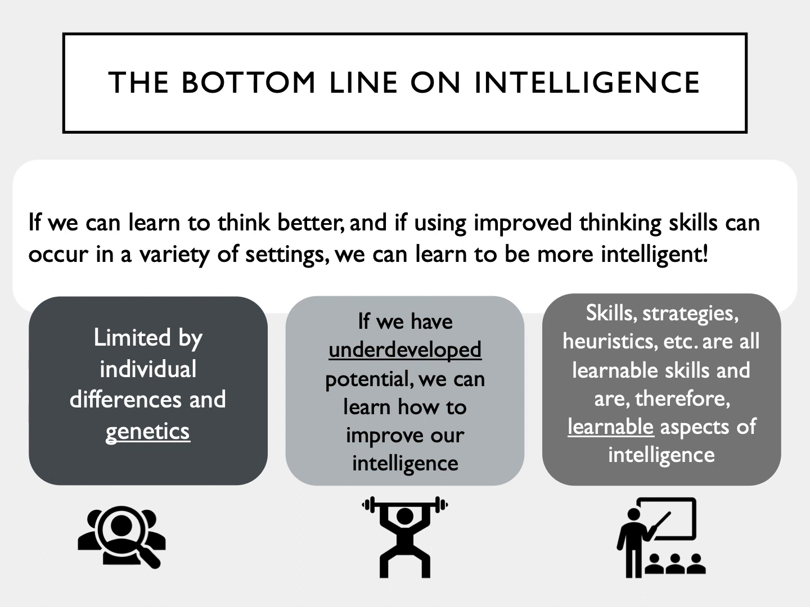Essentially, if we have underdeveloped potential, we can learn how to improve our intelligence. Skills, strategies, heuristics, other things we'll learn in this course are all learnable skills. Therefore, they all represent learnable aspects of intelligence.